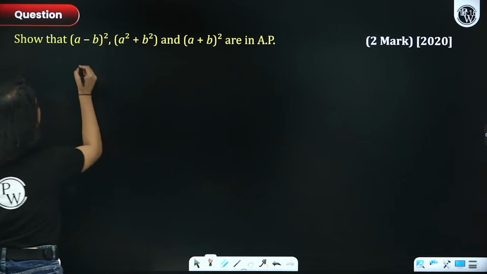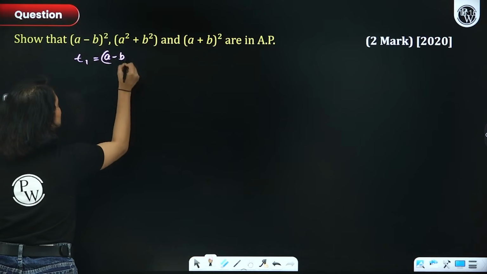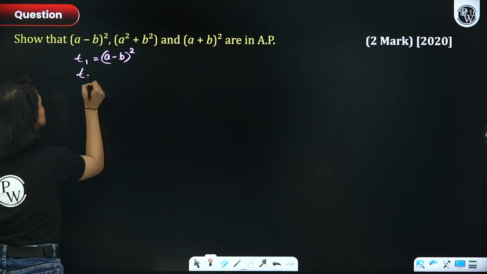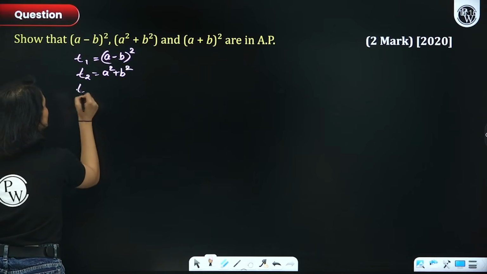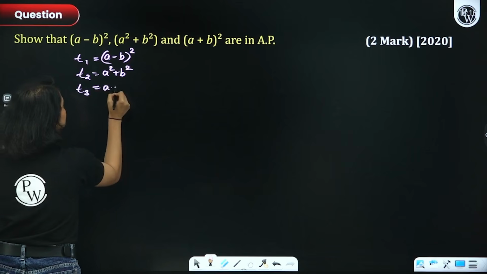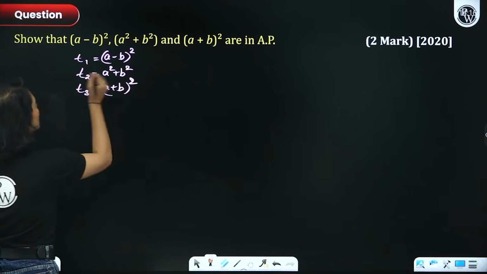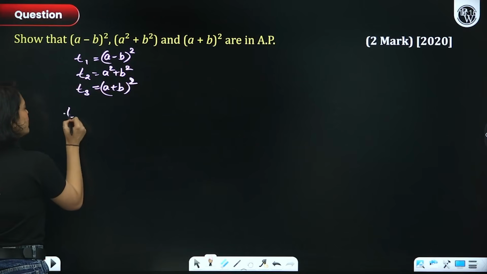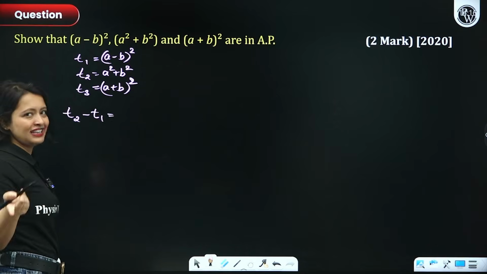So here, let me take this as T1. T1 is (a minus b) whole square. T2 is equal to a square plus b square. T3 is equal to (a plus b) whole square. Okay, everyone? Now we are first going to figure out T2 minus T1, and then we'll figure out T3 minus T2.